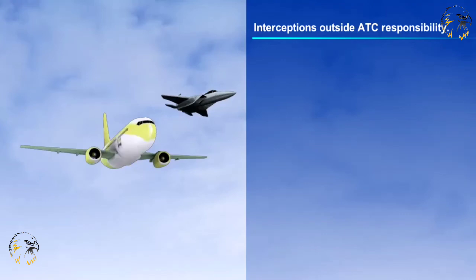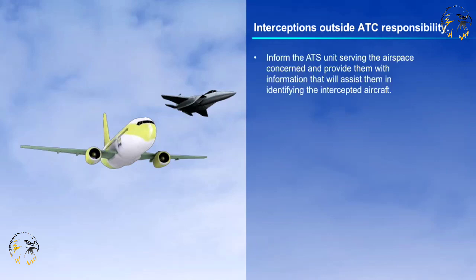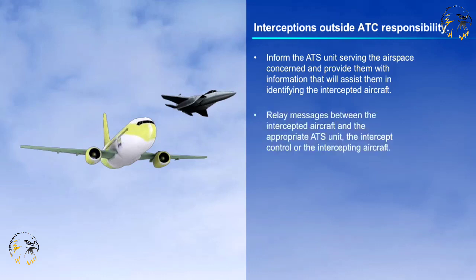As soon as an air traffic service unit learns that an aircraft is being intercepted outside its area of responsibility, it shall take the shown steps as are appropriate to the situation. Inform the air traffic services unit serving the airspace concerned and provide them with information that will assist them in identifying the intercepted aircraft. Relay messages between the intercepted aircraft and the appropriate air traffic services unit, the intercept control, or the intercepting aircraft.